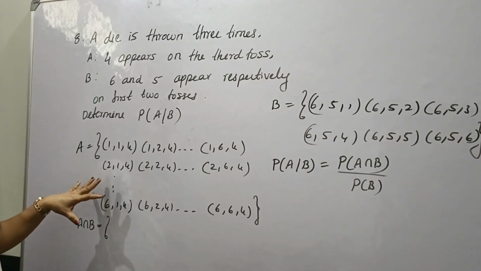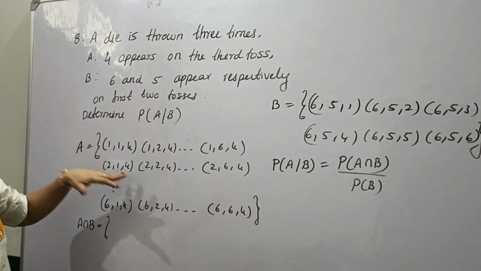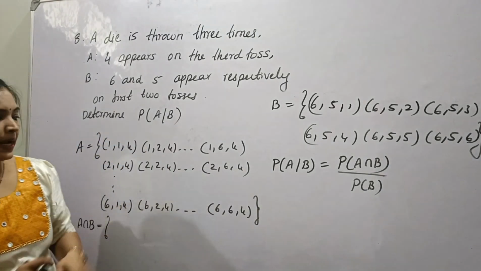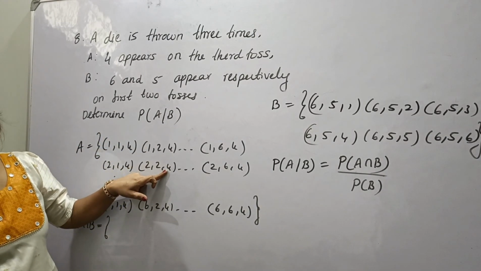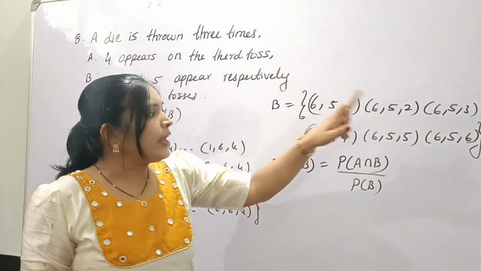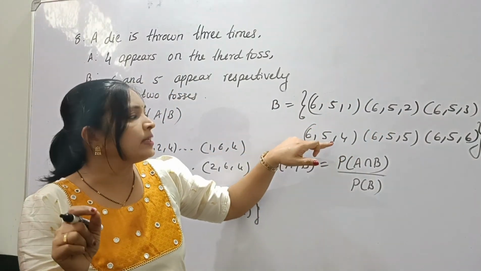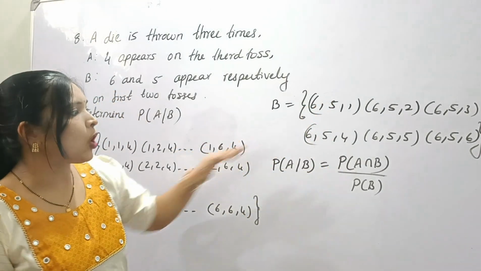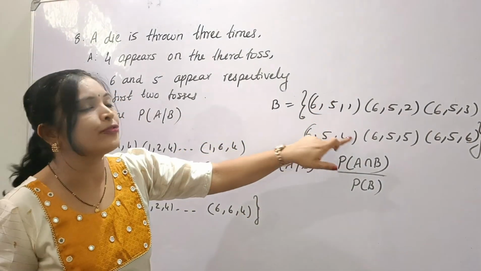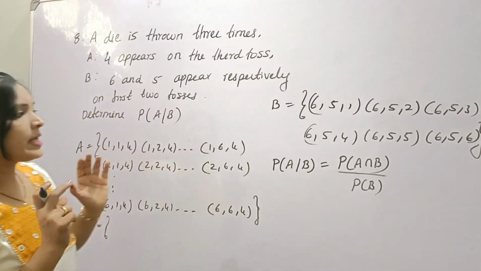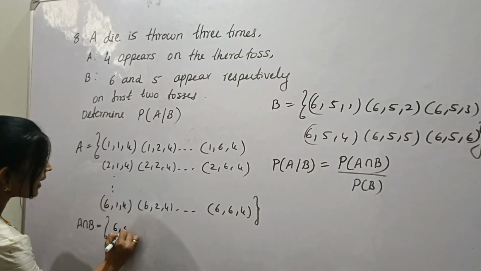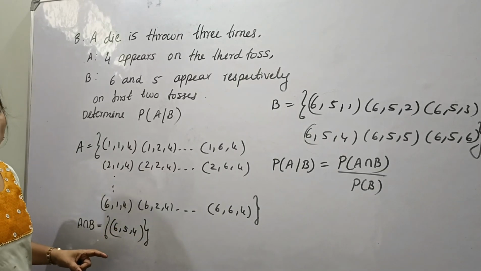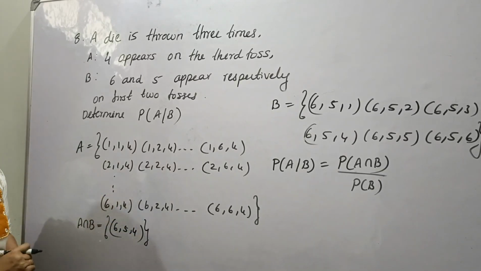See here, elements of A have 4 in the third place, right? See, in the third place 4. So here only one element of B has 4 in the third place, right? That is 6, 5, 4. So what is the common element? Common element is nothing but 6, 5, 4, right? So 6, 5, 4 is the common element of A and B. That is, there is only one element in A intersection B.